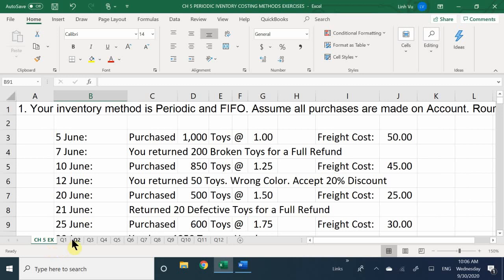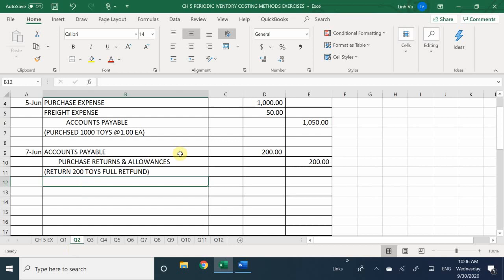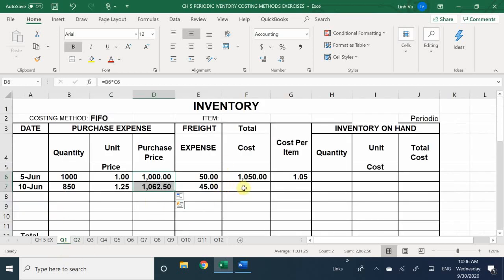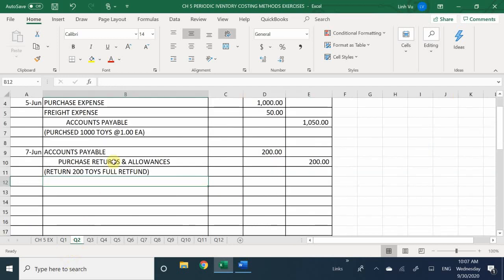And then with my freight of 45, going back to my inventory worksheet, I'm going to recognize that my total cost should be a total of $1107.50. Okay. And if I take that total and divide it by my 850, here it is. It's going to be $1.30. Right? So I'm going to go ahead and go to my journal.